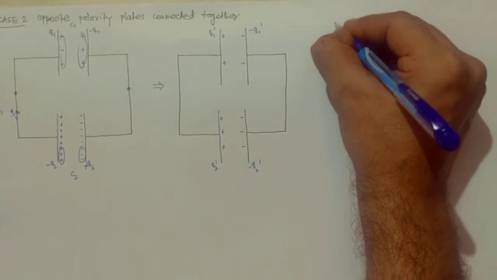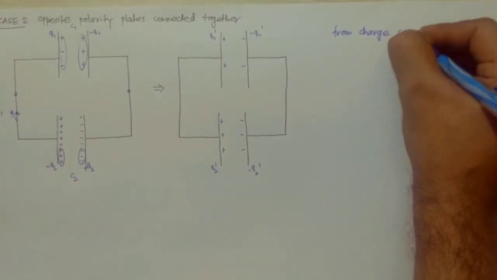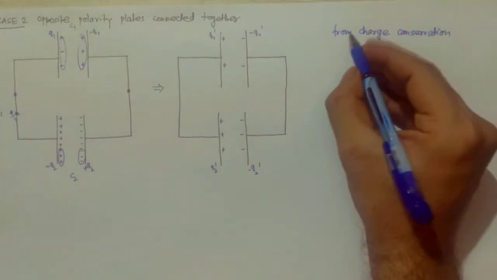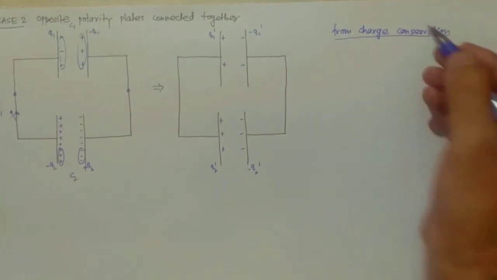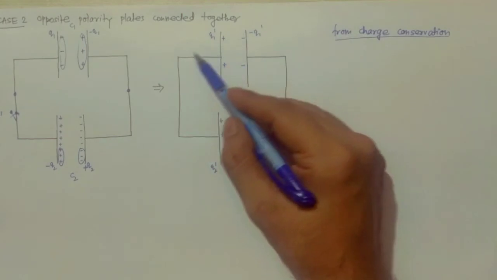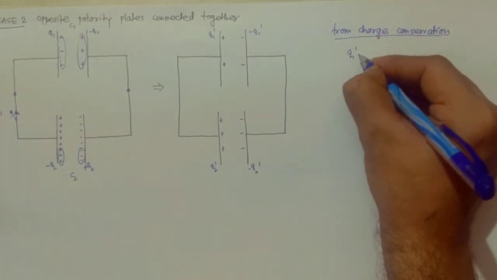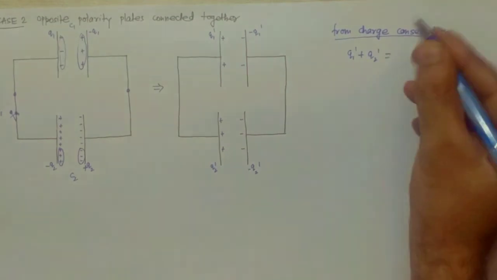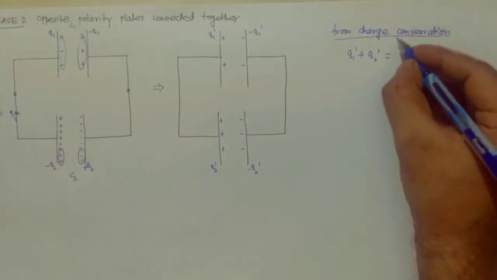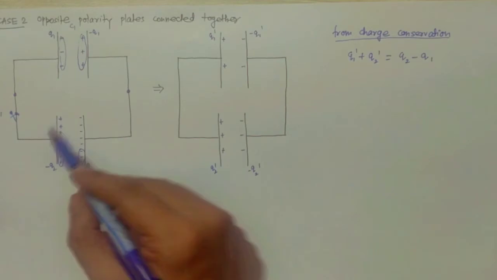From charge conservation we can write that total initial charge is equal to total final charge. The sum of the final charge on the two plates, q1 dash plus q2 dash, will not be equal to q1 plus q2. In this case, this is q2 minus q1. You can add the charges and you can see this result.